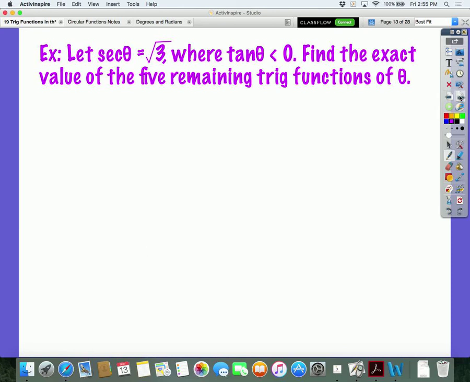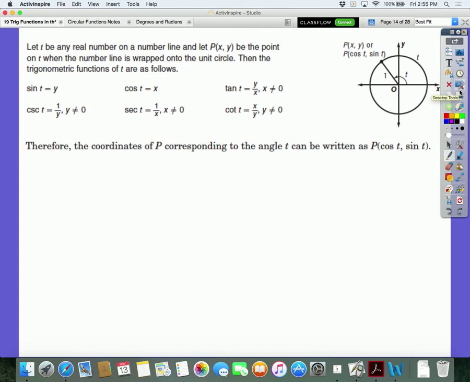Okay? So, let t be any real number on a number line, and let P(x, y) be a point on t. The number line is wrapped into the unit circle. Then the trigonometric functions of t are as follows. This, again, is another way to represent your six trig functions. You have a point that is in standard position, but this time particularly it's located on the unit circle. Okay?